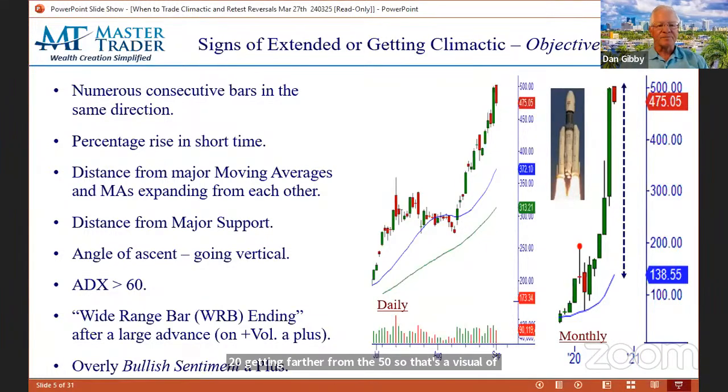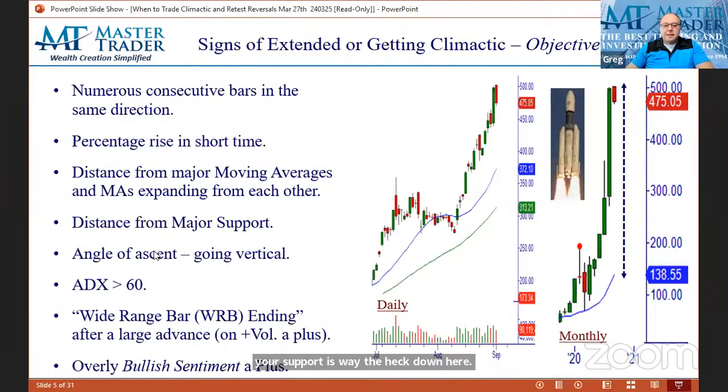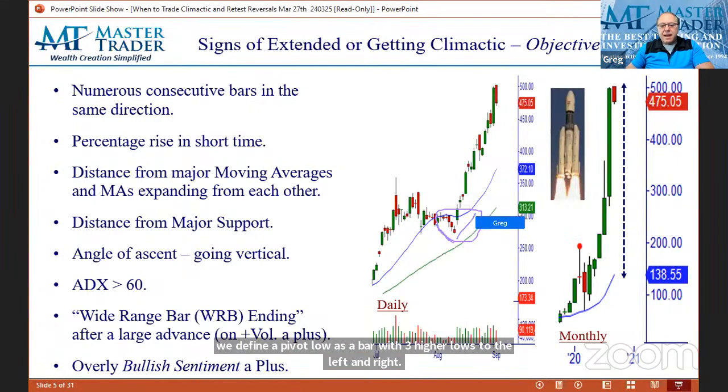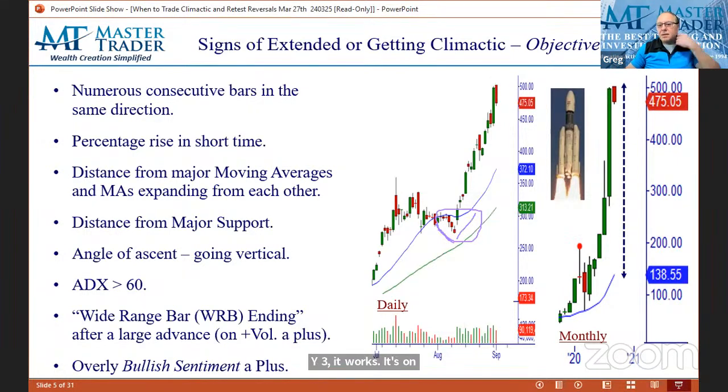Distance from major support. On this daily chart, major support is way down here. And we could define why that's major support. Some of you may want to know that: that pivot, that turn there, as we've defined pivots, those of you that have been here many times know, we define a pivot low as a bar with three higher lows to the left and right. Why three? It works. It's on average. It's a good rule of thumb.